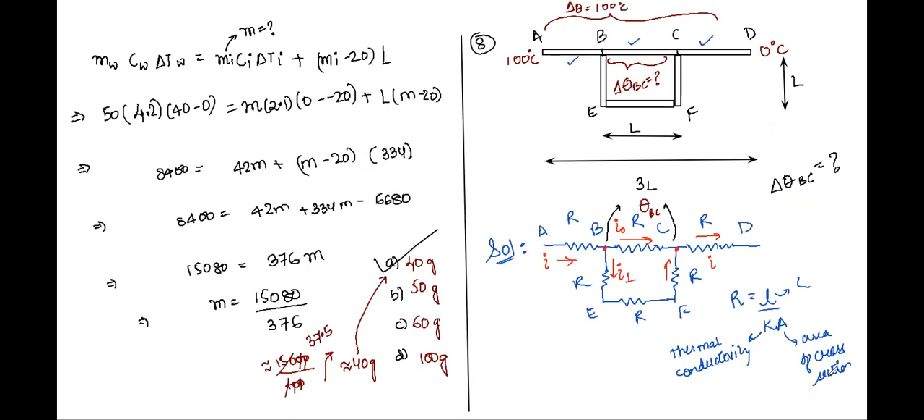We are given that there are 6 rods of the same length and cross section, arranged as shown in the diagram. The temperature difference between A and D is 100 degrees Celsius. We have to find the temperature difference between B and C. Absolutely correct. So we have converted the diagram into a resistance form, and we know that resistance is L by KA, and then we found the effective resistance.